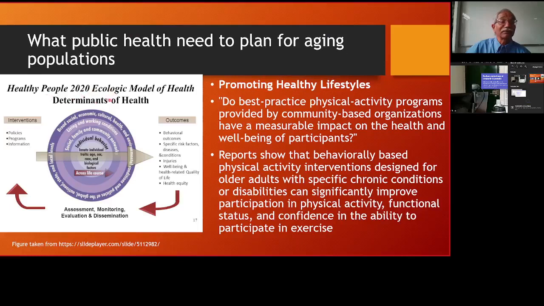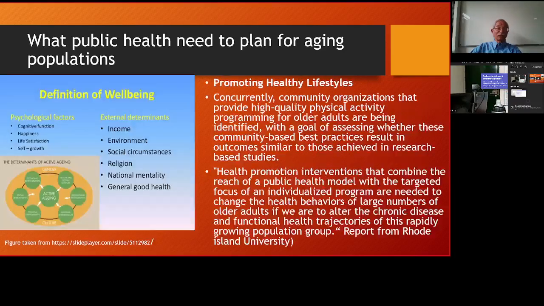So, the Healthy People 2020 ecologic model of health determinants. This is the model which they have created. The previous model is modified here, and they try to find out assessment, monitoring, evaluation, dissemination, then study the interventions, policies, programs, information, and then come up with the outcomes. These models are now being developed on a smaller scale to find out how they can be adopted. Best practice for physical activity programs provided by community-based organizations has a measurable impact, and the health and well-being of the participants can be measured. So now they adopt a model, adopt a process, and find out whether it is useful and whether the outcomes are good or not.